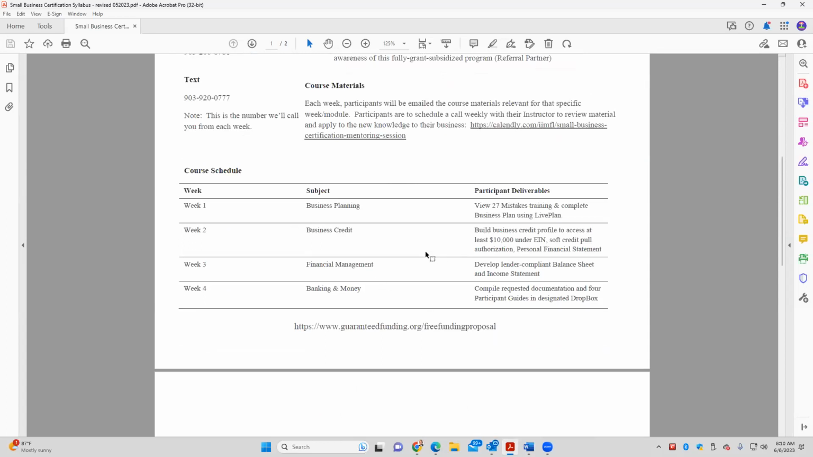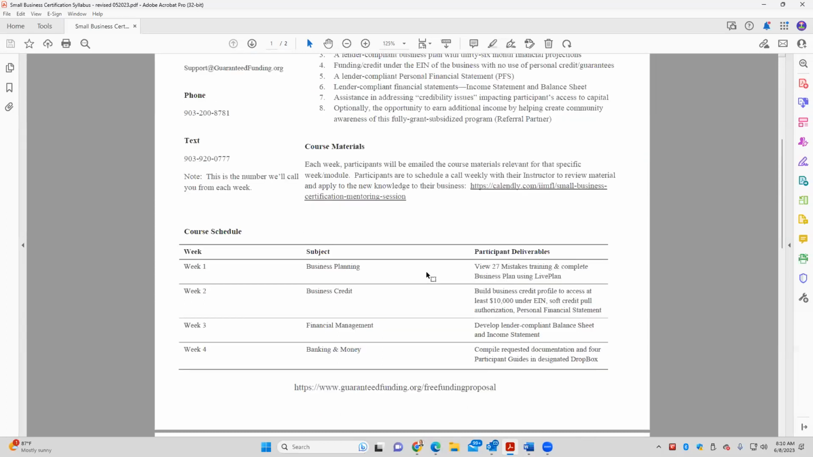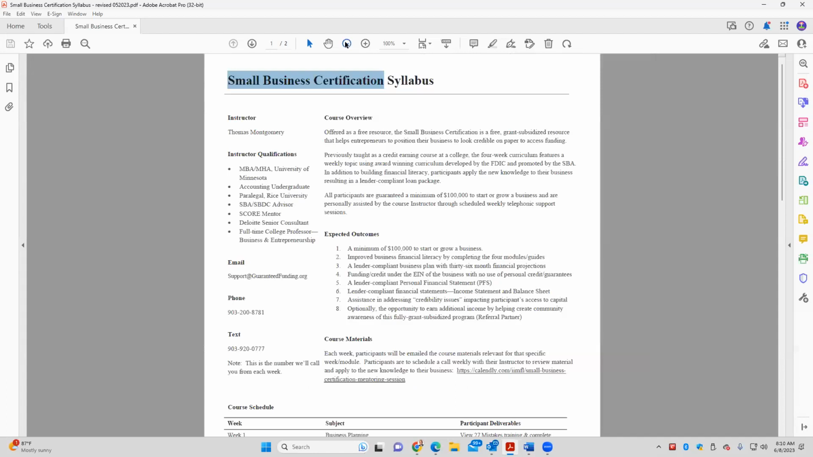So let's get to your questions, comments, concerns. I know many of you, like myself, are very concerned about helping the participants become more financially literate. So the goal, of course, is to get their business positioned for funding, but we're going to be able to best accomplish that by improving their financial literacy.